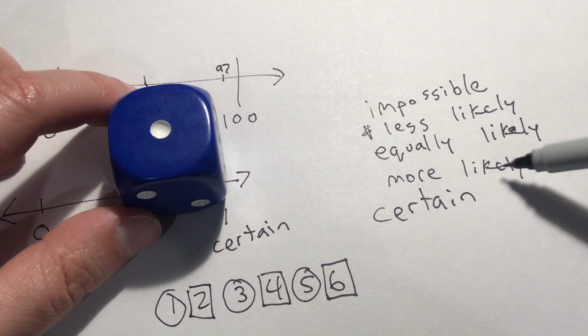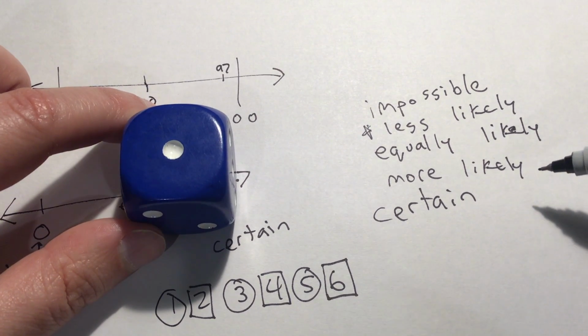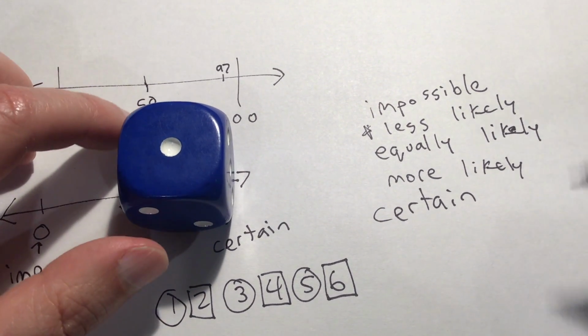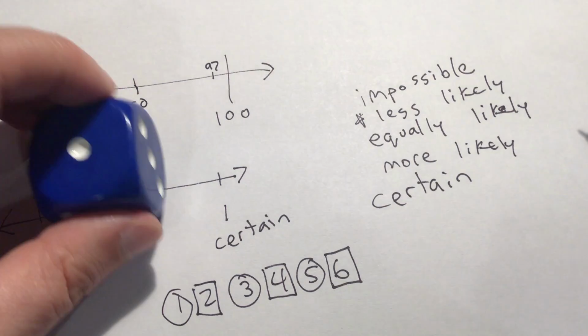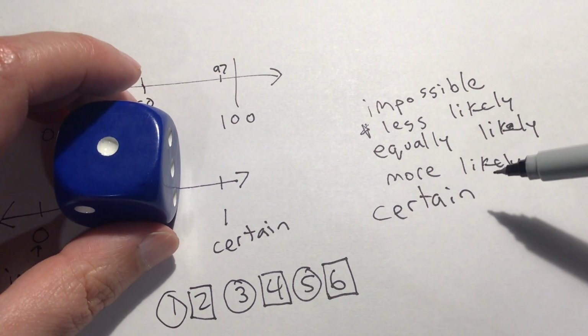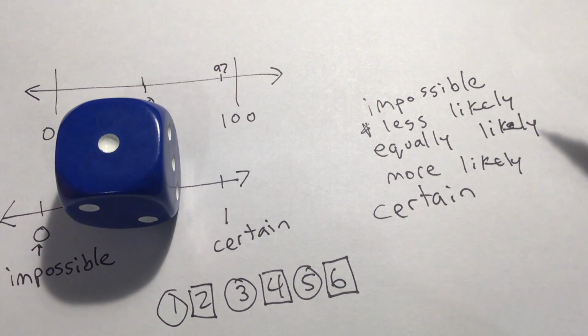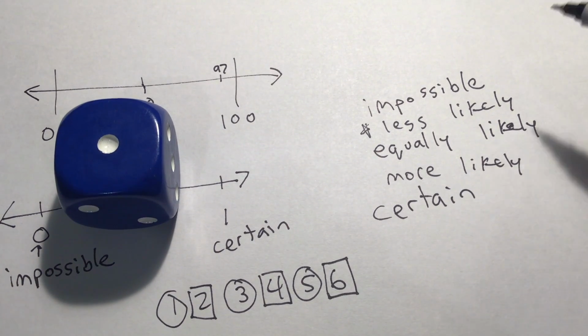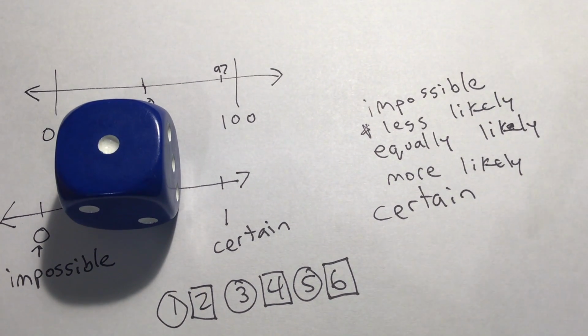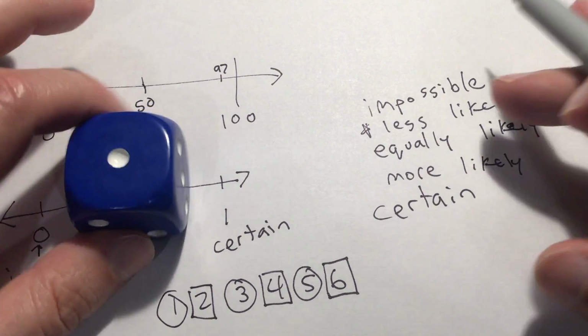And then we go to more likely. It is more likely that I will get a number that isn't 1 than 1, right? If I roll the dice a whole bunch of times, I'll get 1 sometimes, but it's more likely I'm going to get a 2, 3, 4, 5, or 6. I mean, obviously, right? Okay, and that's sort of the spectrum of words that we use to talk about probability, okay?